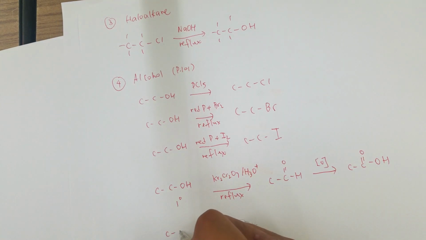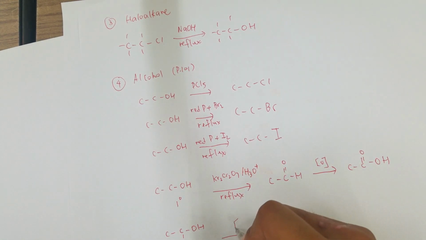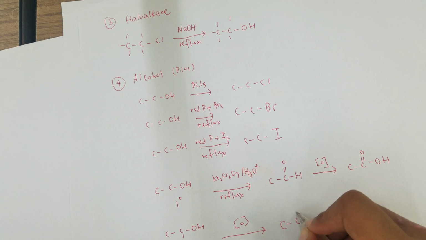Now if I have a secondary alcohol, which means the carbon over here is attached to two carbons. It's a secondary one. Again, undergo oxidation, I will get ketone instead.